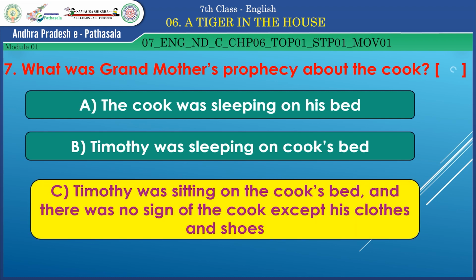Question number 7. What was grandmother's prophecy about the cook? Option A, the cook was sleeping on his bed. Option B, Timothy was sleeping on cook's bed. Option C, Timothy was sitting on the cook's bed and there was no sign of the cook except his clothes and shoes.